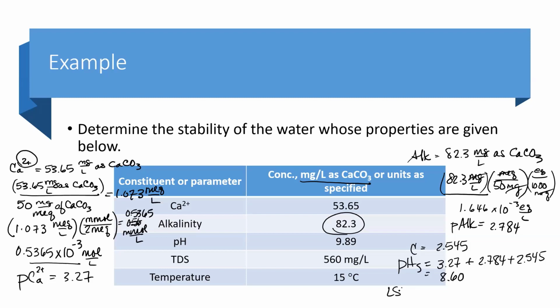So the LSI is equal to pH minus pHs. So pH is 9.89 minus 8.6, which equals 1.29. It's positive, it's greater than 0, so it's oversaturated with respect to calcium carbonate, and scale will form.